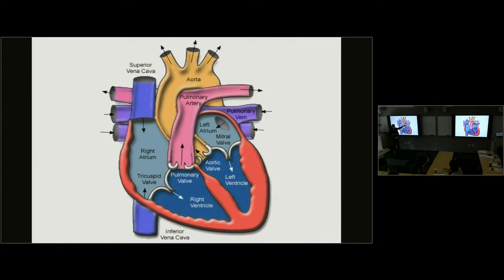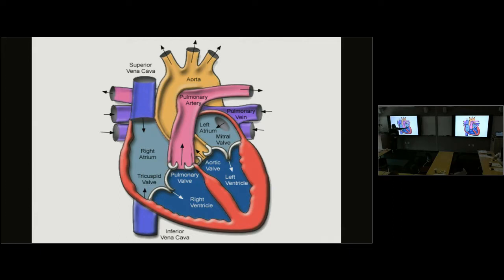Then it comes back through the pulmonary veins, so it's bringing oxygenated blood to the left side of the heart. It comes into the left atrium, goes through the mitral valve, and we'll show you a different slice of the heart, how these valves look looking down onto the heart. It goes through the mitral valve, down to the left ventricle, out through the aortic valve, to the aorta, and to the rest of the body.